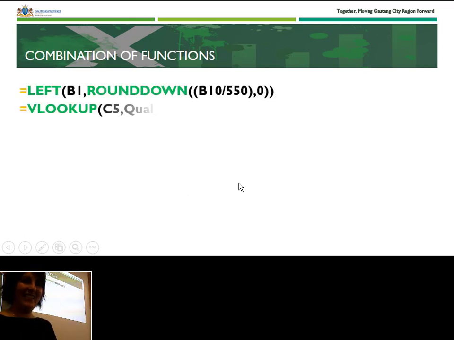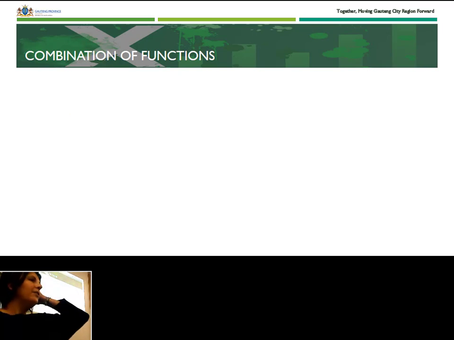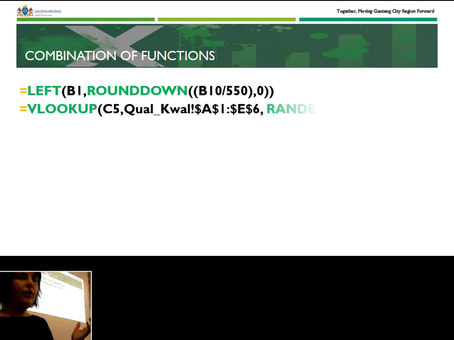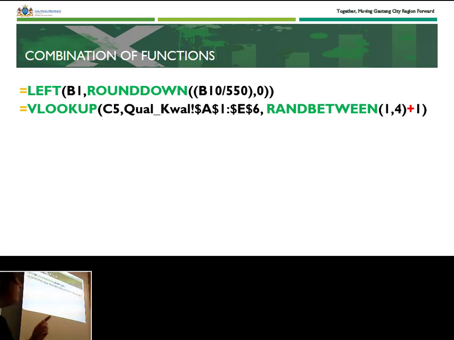I promise. Okay. The whole purpose of this extremely difficult training, I should say, is because I want you to understand that it is important that you teach kids that certain things that we teach them don't have to be a value. It can be replaced with a function. Alright? For example, the left function. B1 is the cell from which we want to extract the text, right?